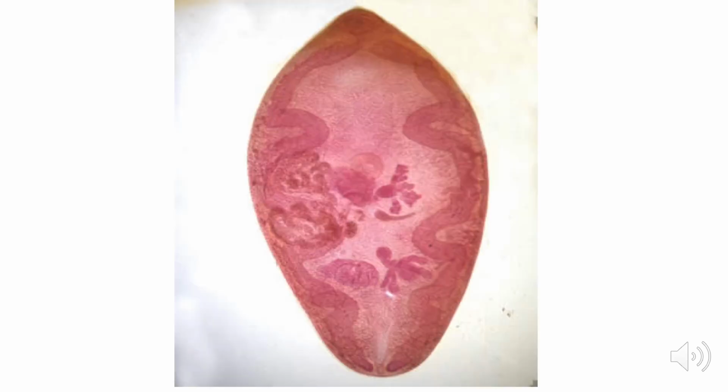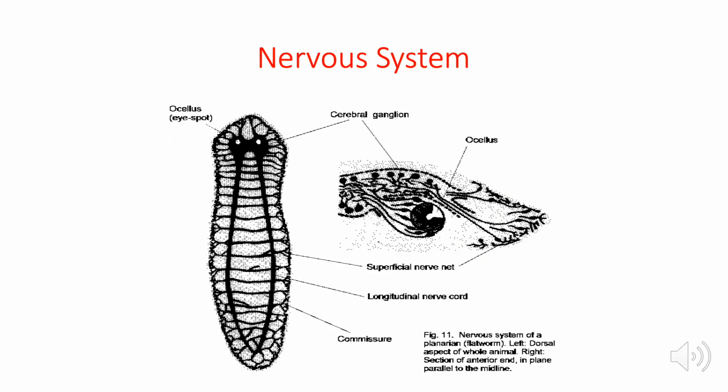In this particular worm, this is one of the collecting ducts. This is the excretory bladder. And this is the excretory pore. Trematodes do not have brains and spinal cords like humans. But these worms are provided with nerves so that they can also respond to their external environment.